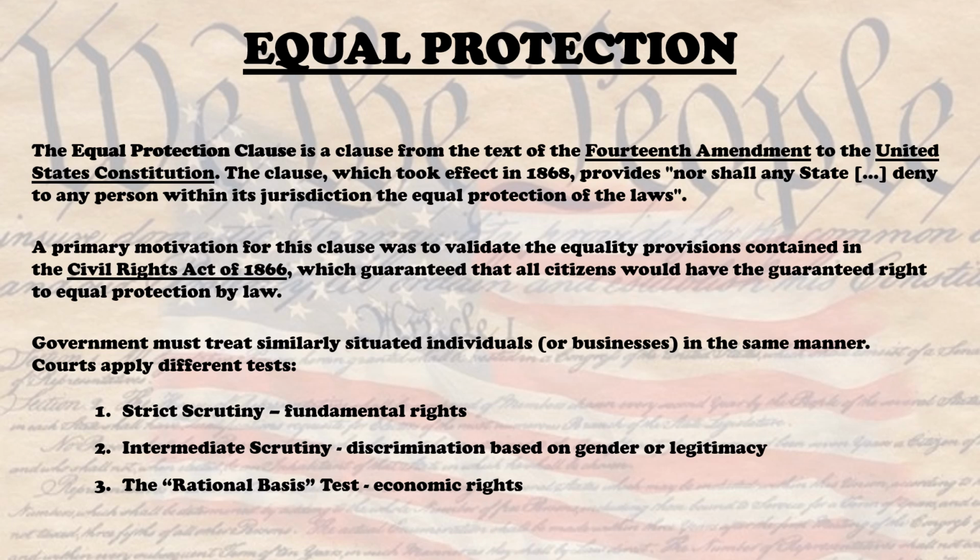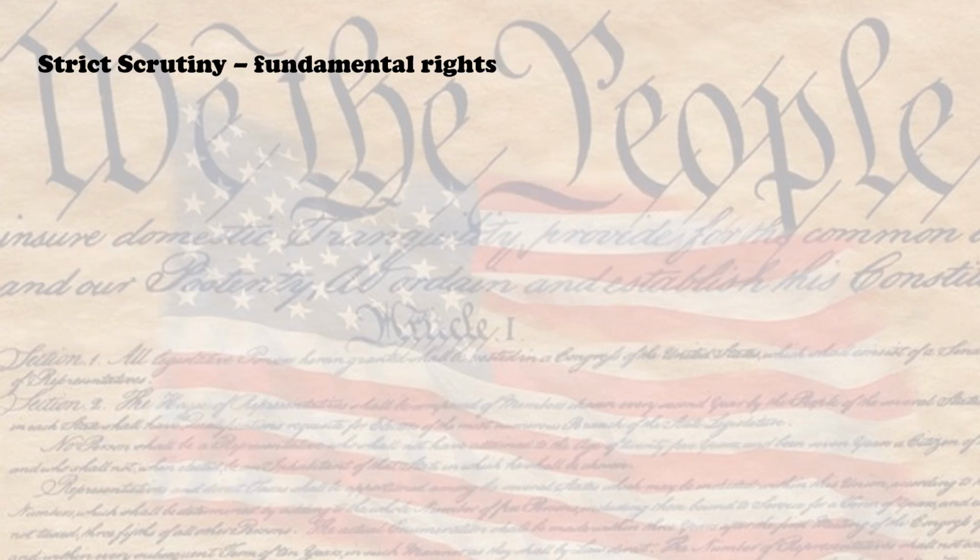Now, you notice these time periods. This is immediately following the Civil War. The government must treat similarly situated individuals or businesses in the same manner. Now, the court can apply three different tests. Strict scrutiny applies to fundamental rights. Intermediate scrutiny applies to discrimination based on gender or legitimacy. And the rational basis test focuses on economic rights. Okay, let's talk about strict scrutiny and fundamental rights.